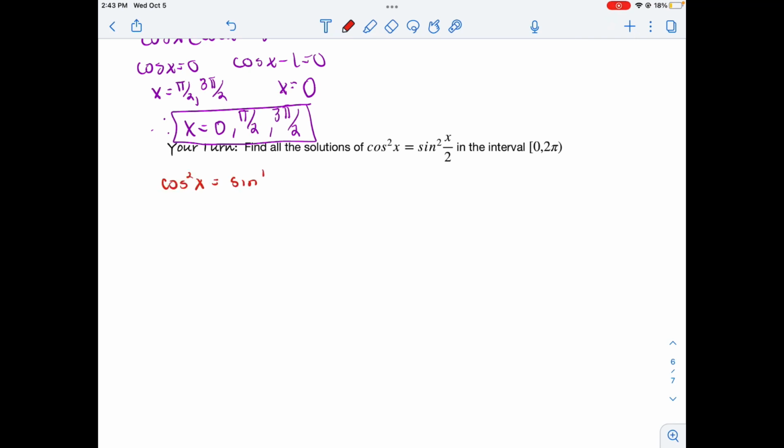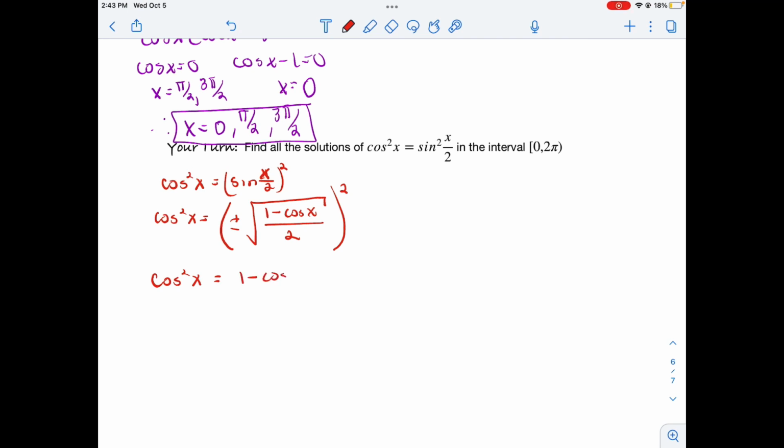All right, so first thing I see is that half angle. So I'm going to replace my half angle, sine of x over 2, with the formula we have, which is plus or minus the square root of 1 minus cosine of x divided by 2. And then we still need to square that. So again, I don't have to worry about the plus and minus because when I square it, it's going to all be positive.